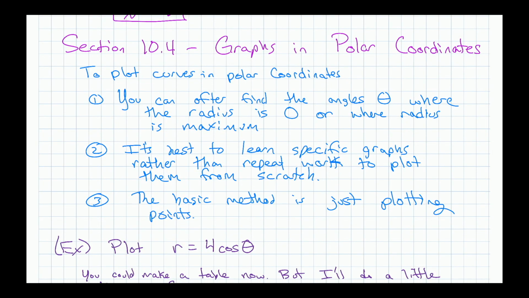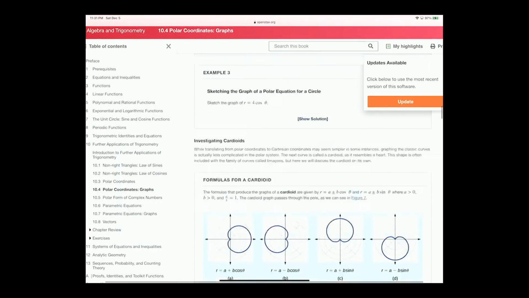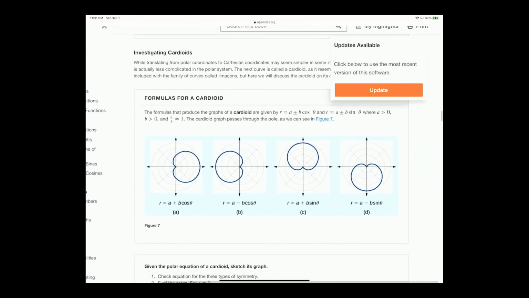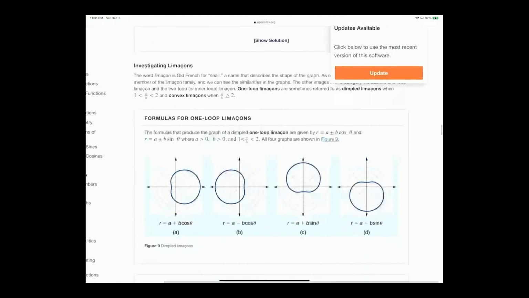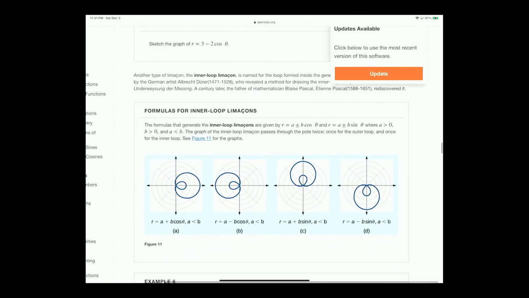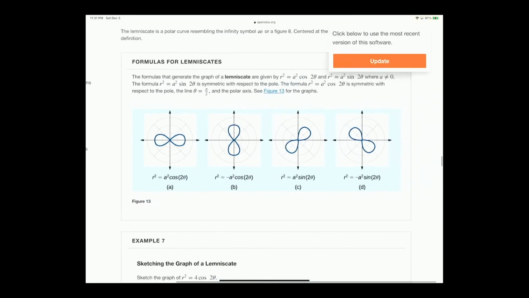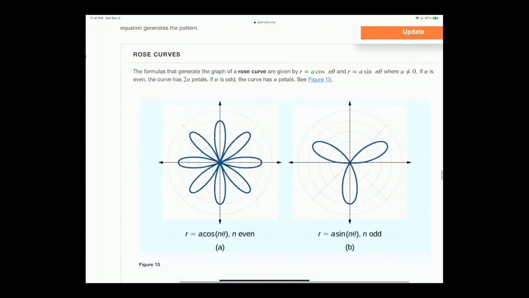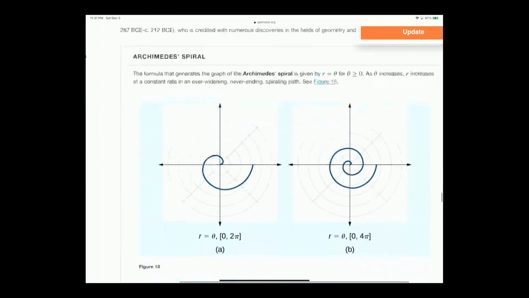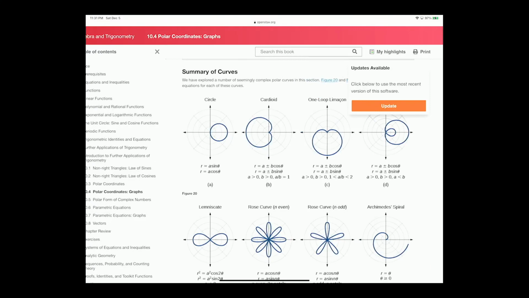Okay. And now, what I was saying up here, where I said it's best to learn specific graphs rather than repeat work to plot them from scratch, that's absolutely true. You'll see why momentarily. So if you look, there's another type of graph they call a cardioid. Limaçon, I guess, looks French. These are ones that have loops. We got some figure eights. We got rose curves. We got all kinds of stuff that we could plot. Got spirals, and you can summarize some of the graphs here.